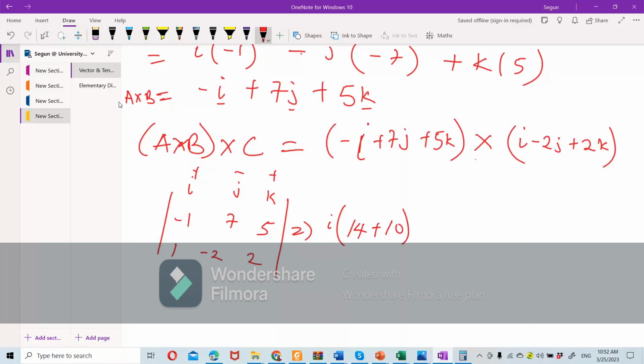Hello, sir. Yes. I have 24i plus 7j minus 5k. Okay. Correct. Thank you, sir. Let's look at it together. We have minus j in this case. So I hope you are seeing what I'm doing now.